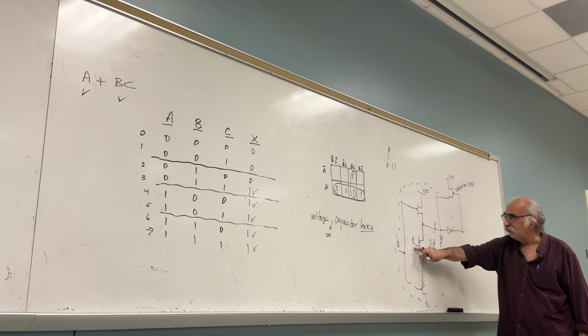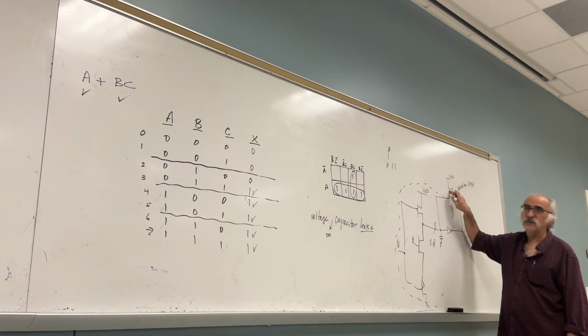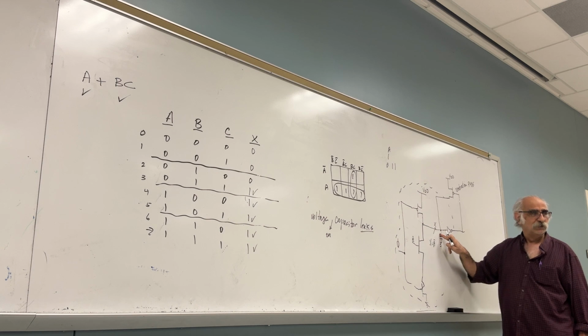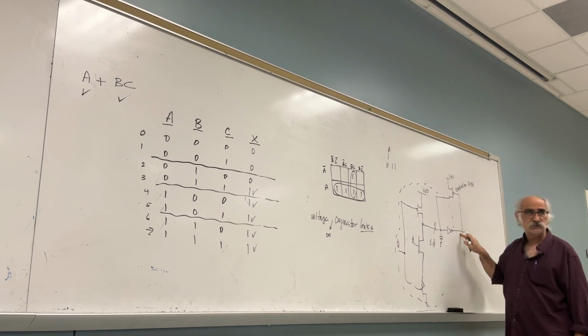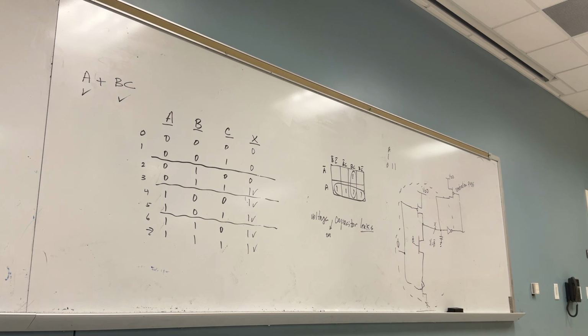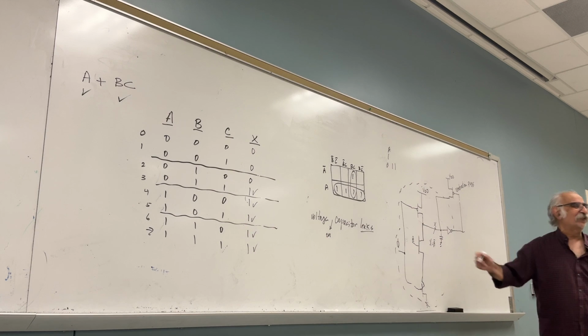If A is 1, then this one doesn't matter. Why? Because if A is 1, what is this? 0. Which means the PMOS is what? It's off. Did you get it? This is called capacitor leakage.